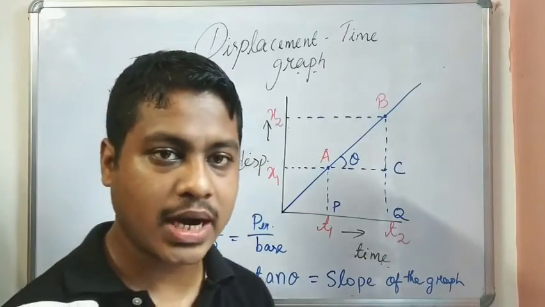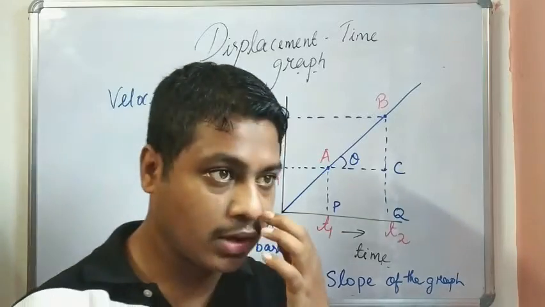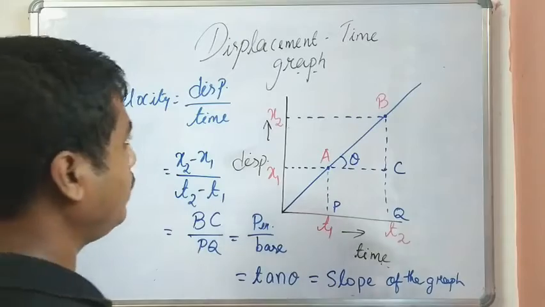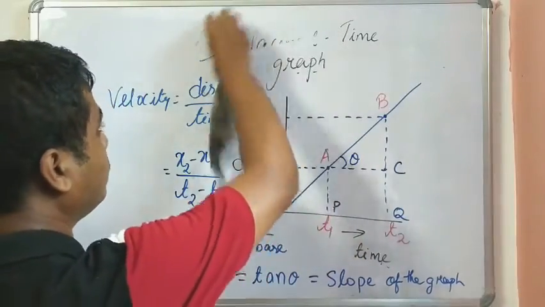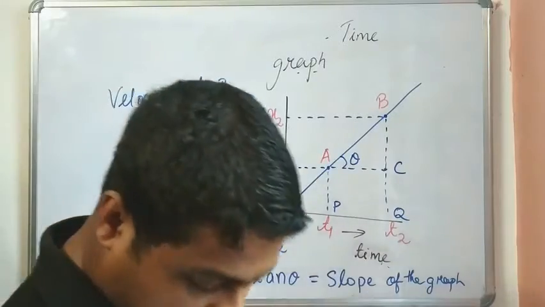So this is how we can calculate the velocity from the displacement time graph. If you have any doubt regarding this, you can connect with me on the group. The same way, I'll be going to the next topic. The next topic again is related to the graph. Next graph will be your velocity time graph.